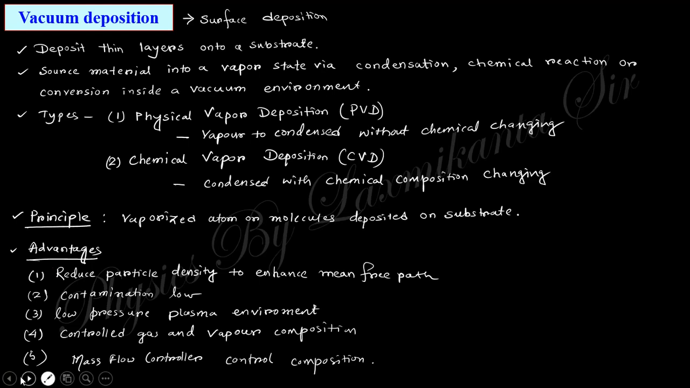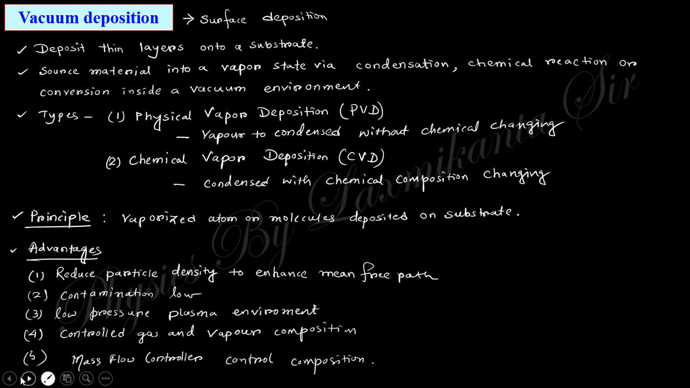Vacuum deposition, then the important thing: the deposition process is the vacuum deposition. That means deposition in a vacuum system. Actually, this is the surface deposition. Deposition on a substrate in vacuum is layer by layer deposition. The source material in a vapor state, via condensation or chemical reaction, forms a film, and vacuum deposition can be physical vapor deposition and chemical vapor deposition.